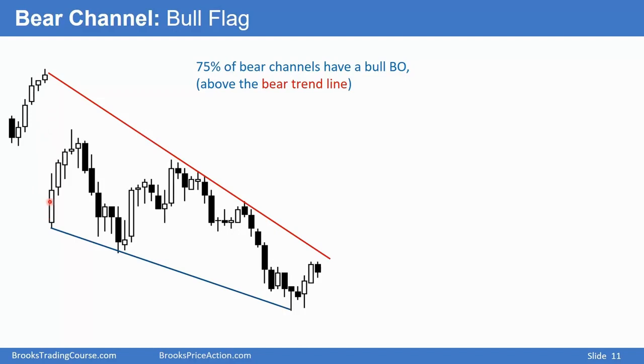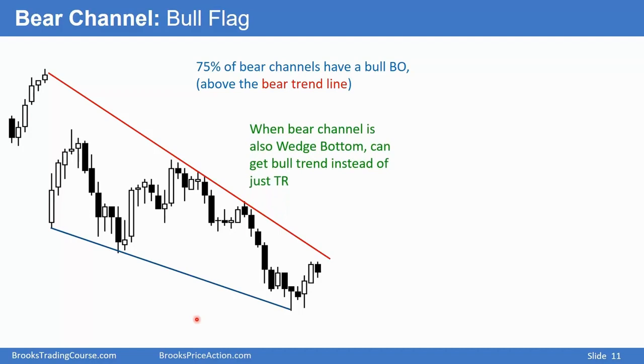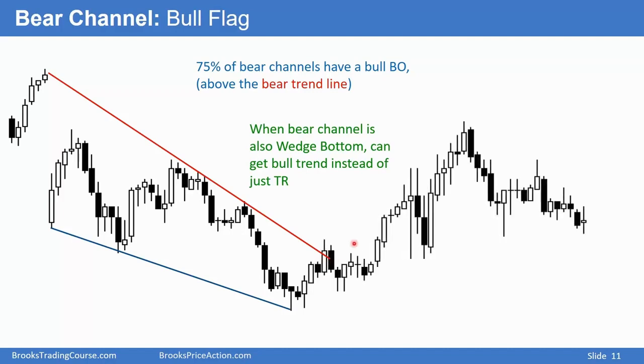Gap. So there's a spike here, even though you do not see it. I think of a gap as an invisible trend bar, and then 3 pushes down, 1, 2, 3. It's a bear channel, and it's converging, so it's a wedge bear channel. And like all bear channels, 75% chance you're going to get a bull breakout above the bear trend line. If it's a wedge bottom and the shape is pretty good, instead of simply an evolution into a trading range, you can get the start of a bull trend. Here we started to evolve into a trading range, but then we got a pretty good bull breakout. We tried to form a trading range here, but we just kept going higher.